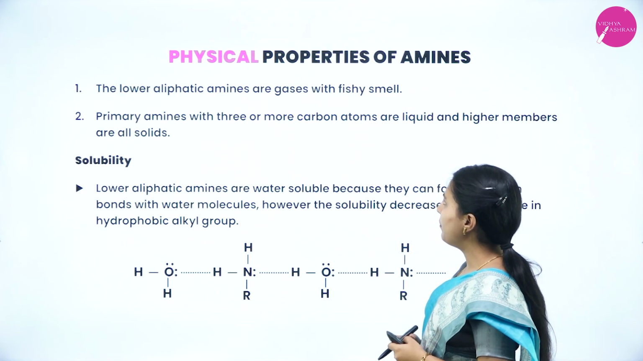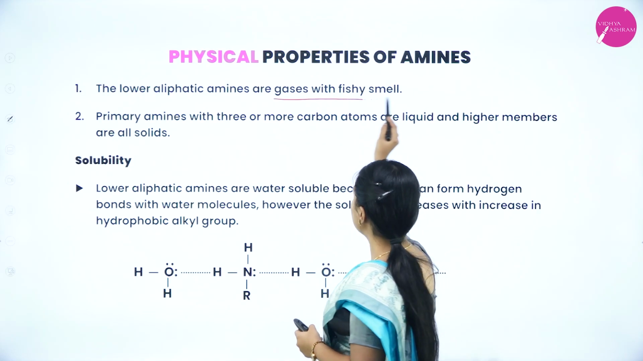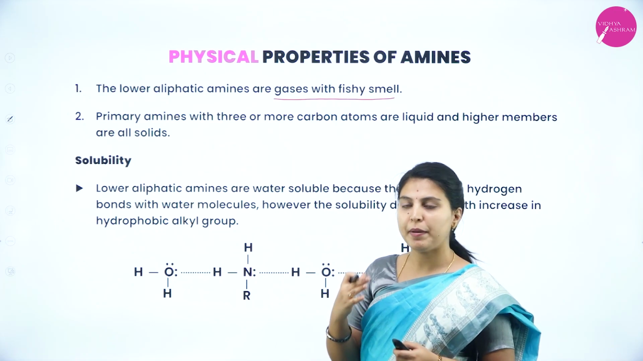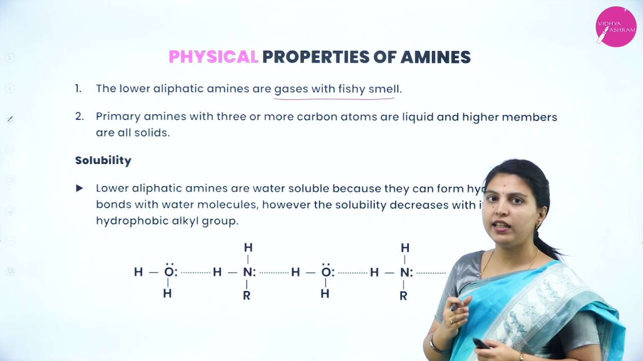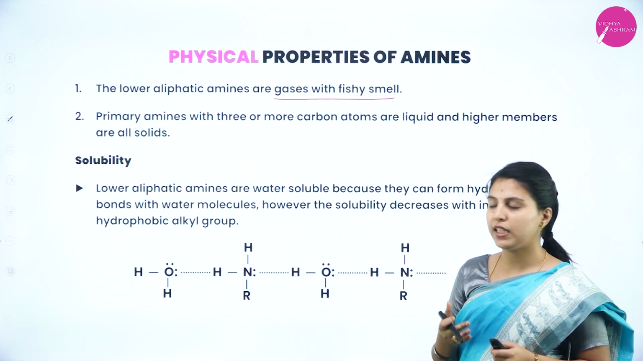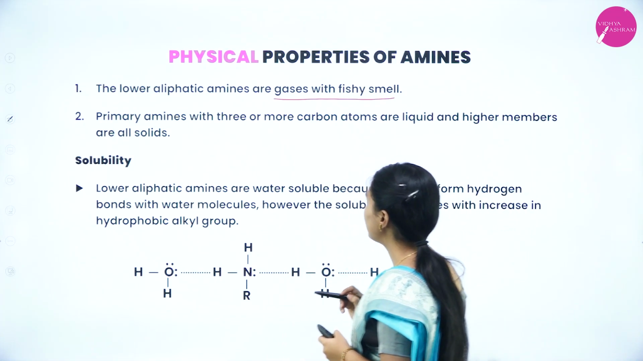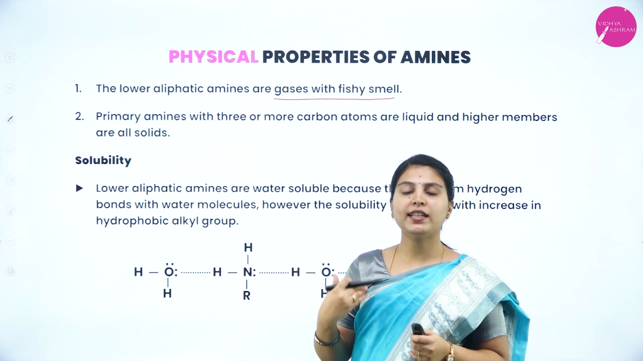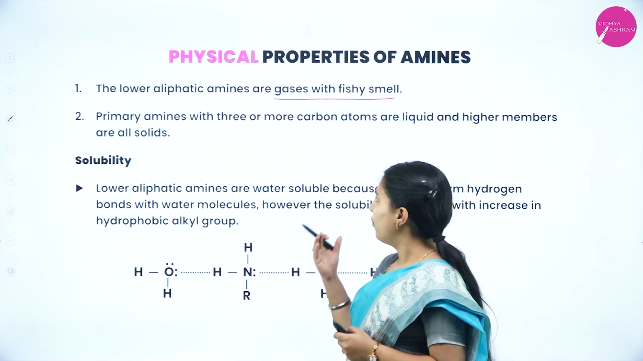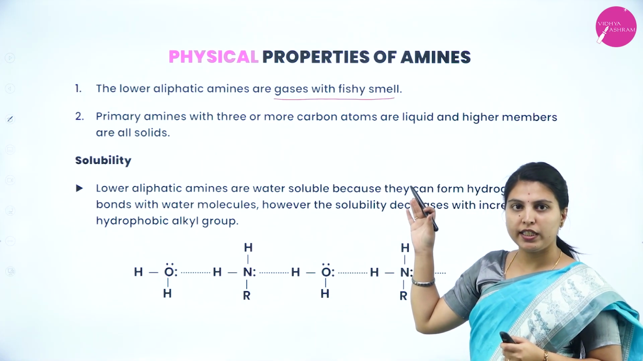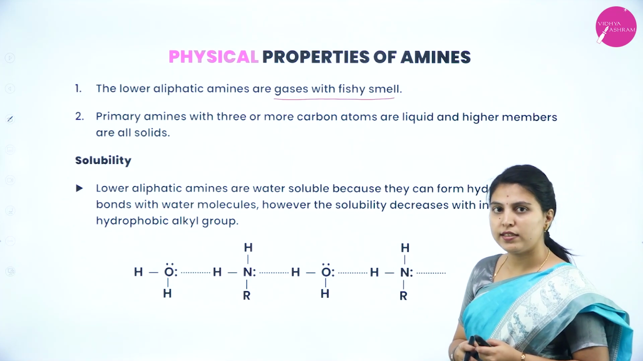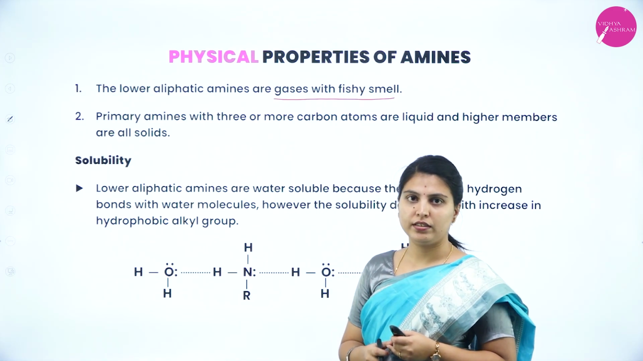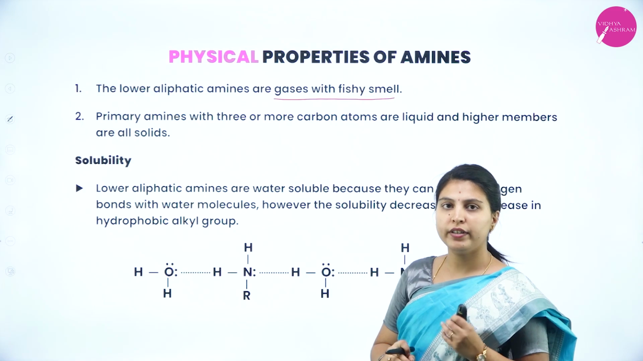The lower aliphatic amines are gases with a fishy smell. Lower means C1, C2, C3 and so on. Lower members of aliphatic amines are gases with a fishy, pungent smell. Primary amines with 3 or more carbon atoms are liquids and higher members are solids. Amines with more than 3 carbons will be liquid in nature, and those with more than that will be solids. Usually C1, C2, C3 are gaseous in nature. This is about the states of matter of amines.